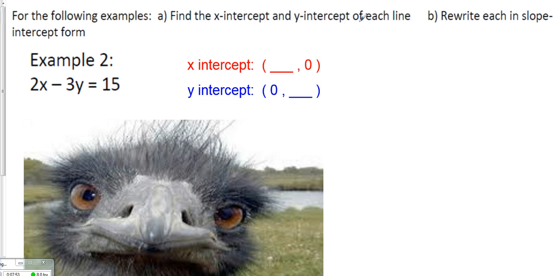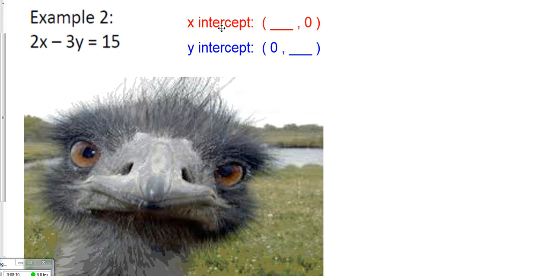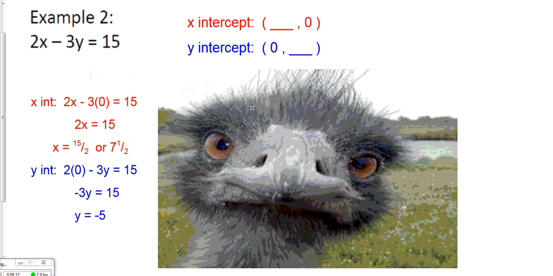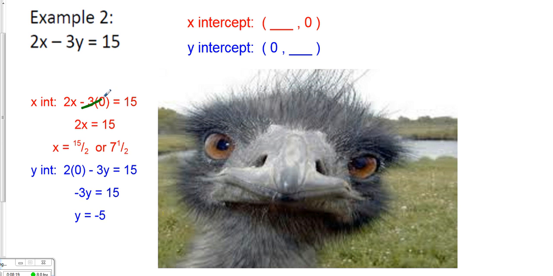We're going to find the x and y intercept, just like we did before, and rewrite into slope-intercept form, just like we did before. In this example, we've got 2x minus 3y equals 15. So again, ax plus by equals c, standard form. To find our x and y intercept, we're plugging in zeros again. So plugging in 0 for y, which is going to cancel that piece totally out. So it's 2x equals 15. Divide by 2 on both sides.